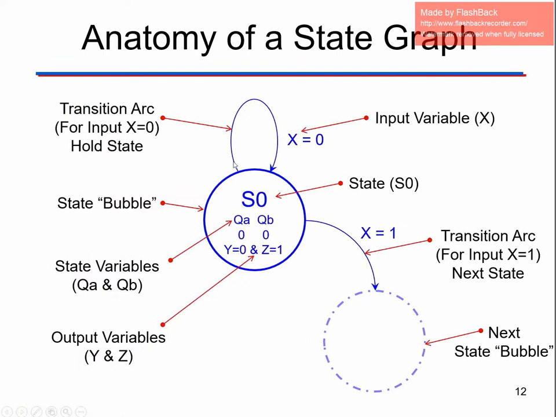So we have our transition arc up here. For input, x equals 0 is hold state. Input variable is x. The state is state 0. The variables are QA and QB, 0, 0. Output variables, y equals 0, z equals 1. And then our transition arc to our next state or next state bubble, x equals 1. So if this is a 0, we're here. If it's a 1, we go here.